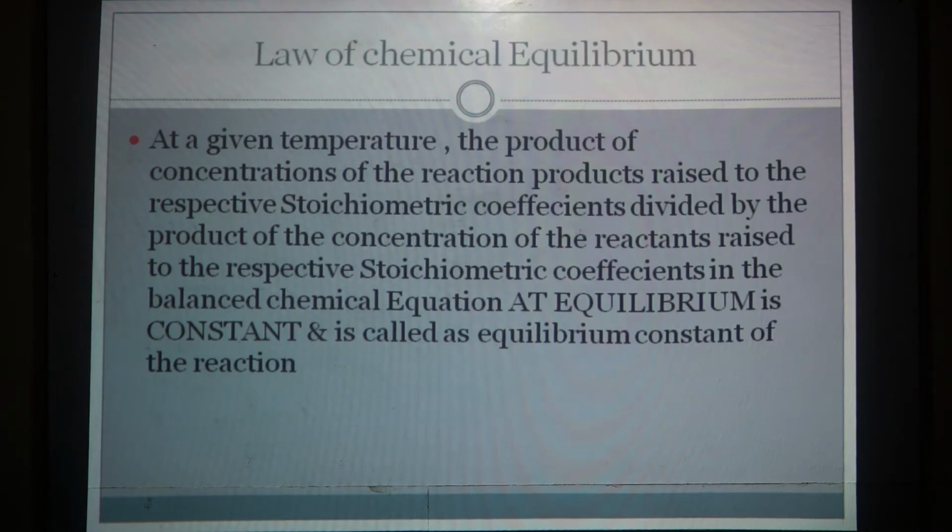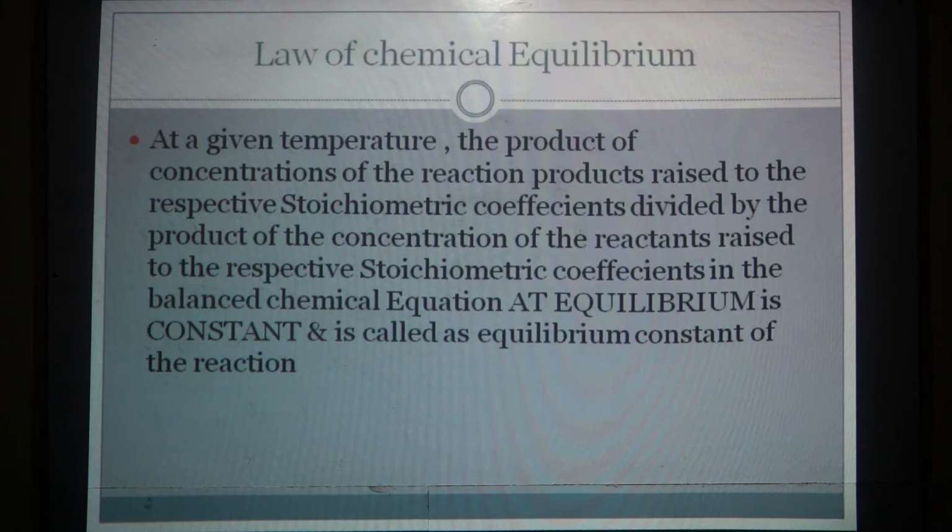At a given temperature, the product of concentrations of the reaction products raised to respective stoichiometric coefficients divided by the product of the concentration of the reactants raised to the respective stoichiometric coefficients in the balanced chemical equation at equilibrium is constant and is called the equilibrium constant of the reaction.